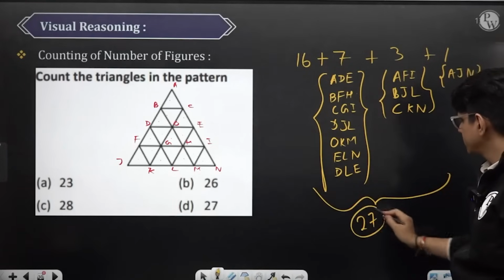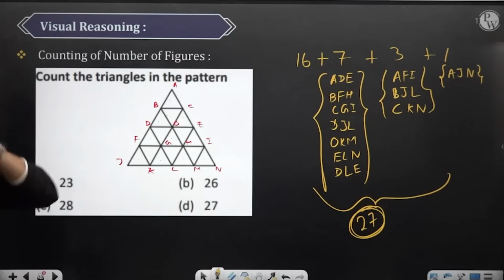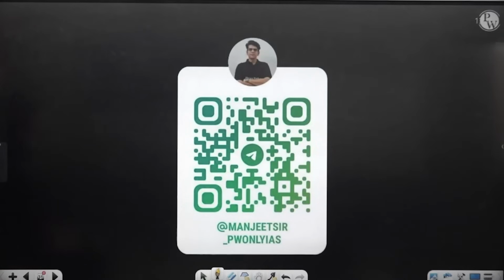Okay. So these are the important questions from reasoning, right? We are done with the reasoning. Next part, we will start with the quant section.